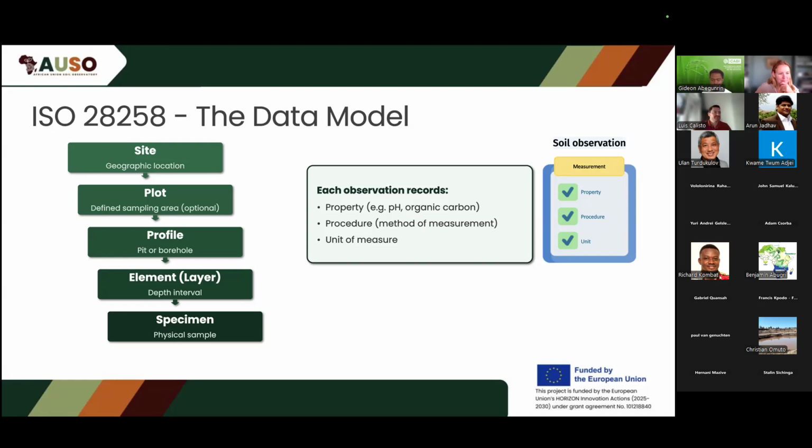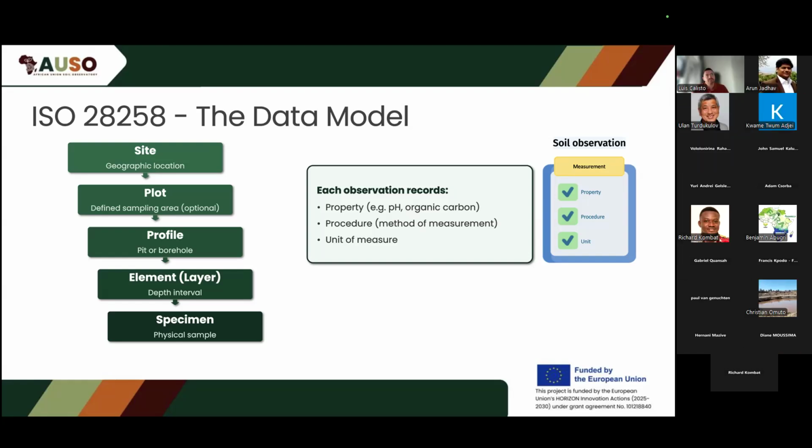Yes, Gideon? Thank you, Louise. I just have a question on ISO standards. I would like to know how ISO standards are used along with open standards. Can you use ISO standards and open standards together? And why the preference for ISO standards? Good point. So this is an open standard. ISO defined how the soil data model is defined. So it's a standard, and this is an open standard.